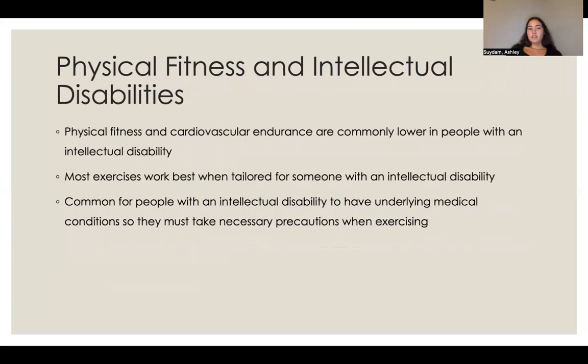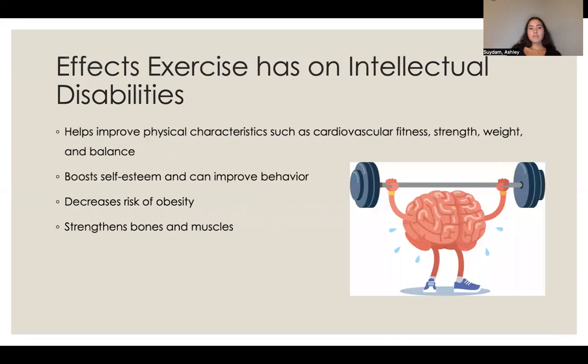For physical fitness and intellectual disabilities, both physical fitness and cardiovascular endurance are commonly lower in people with an intellectual disability, and most exercises work best when tailored for someone with an intellectual disability. It's also common for people with an intellectual disability to have underlying medical conditions, so they must take necessary precautions when exercising.